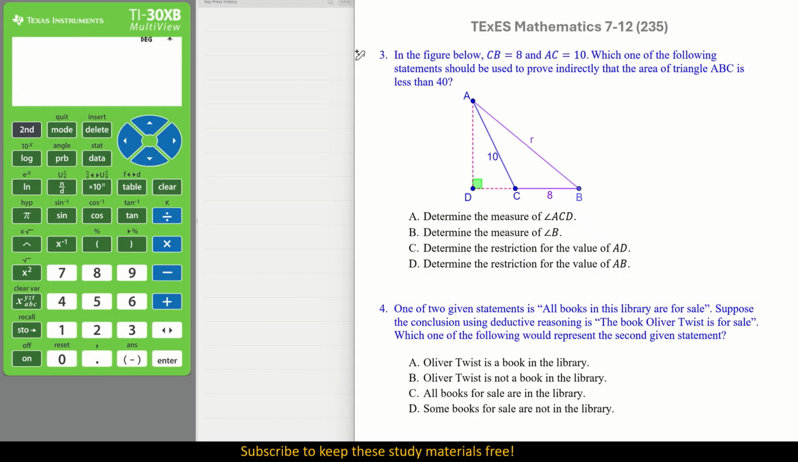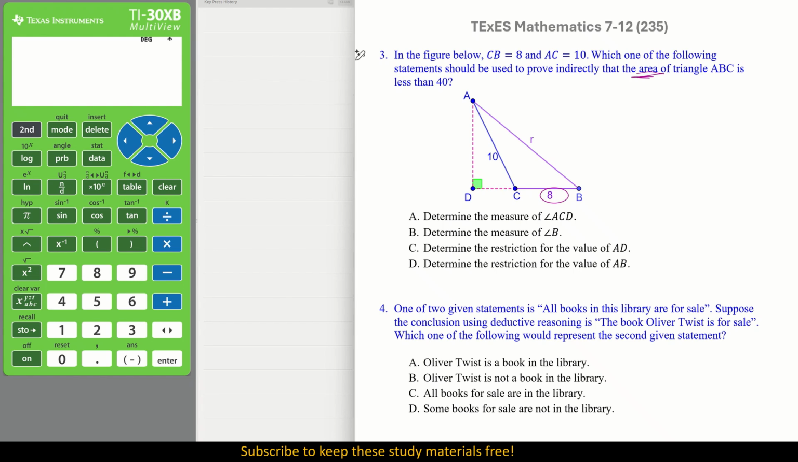Number 3, in the figure below, CB is equal to 8 and AC is equal to 10. Which one of the following statements should be used to prove indirectly that the area of triangle ABC is less than 40? Okay, we need base times height divided by 2 for any area of a triangle. So what you're doing is you're saying, I have a base. Well, what do I need for my height? And you need it to be less than 40.